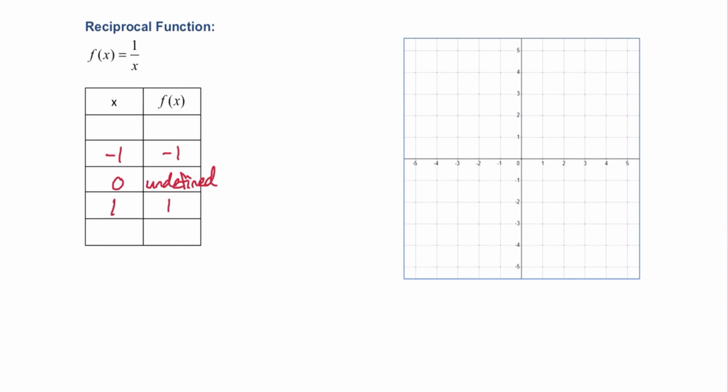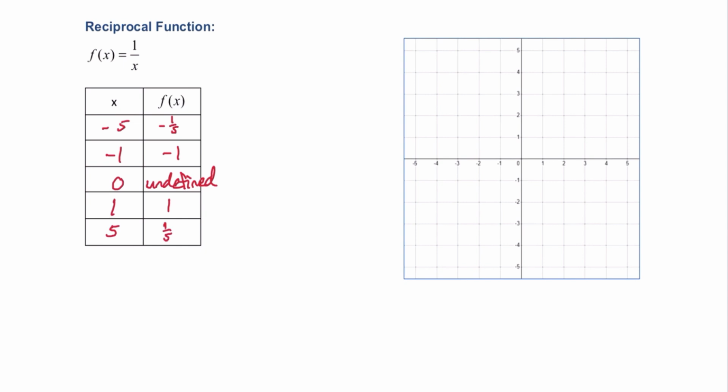And then any other value we choose for x is going to give us a fraction, which we can graph. We'll just have to estimate what we have. So if we chose, for example, -5, we'll get -1/5. Or if we chose +5, we would get +1/5.